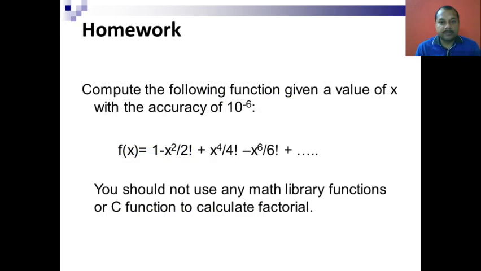So here I am giving you one homework. Compute the following function, given a value of x, with an accuracy of 10 to the power minus 6. The function is f(x) equals 1 minus x squared divided by factorial 2, plus x to the power 4 divided by factorial 4, minus x to the power 6 divided by factorial 6, plus dot dot dot. But what is the termination condition? Here the termination condition is an accuracy of 10 to the power minus 6. Please remember, 10 to the power minus 6, so the accuracy is very high. So you have to declare a variable with that kind of data type.